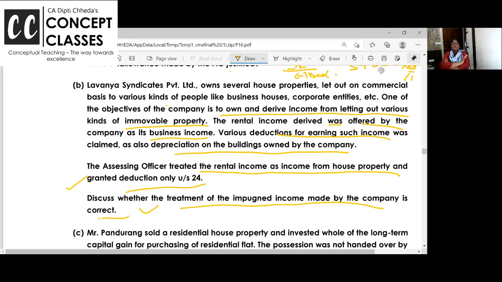This kind of income, can it be taxed under business side or no? If it is an owner-tenant relationship, then house property only. Give your answer, no? Some response, whatever you feel correct. Good.